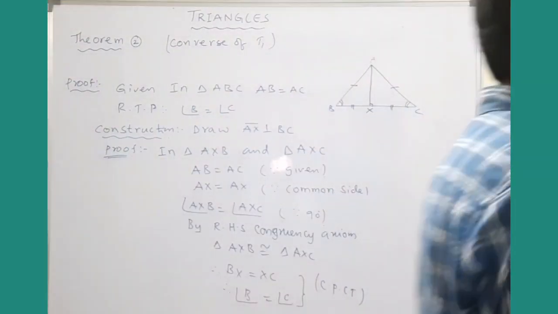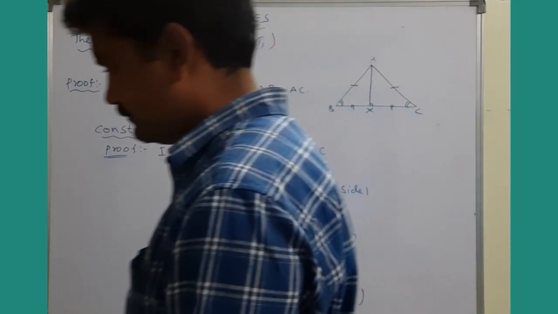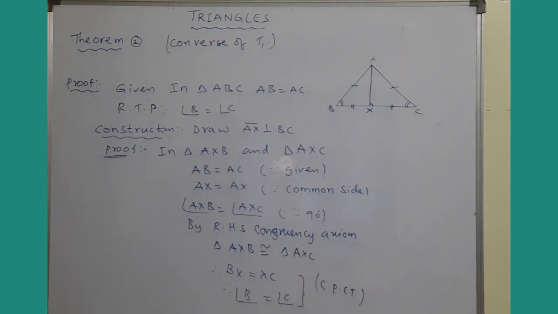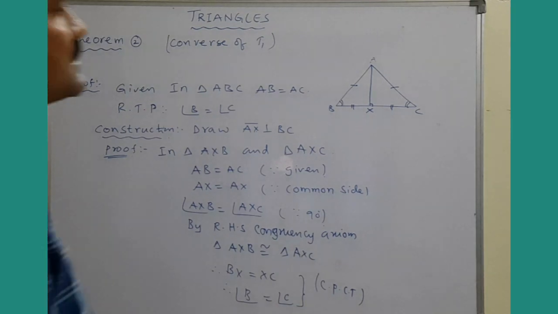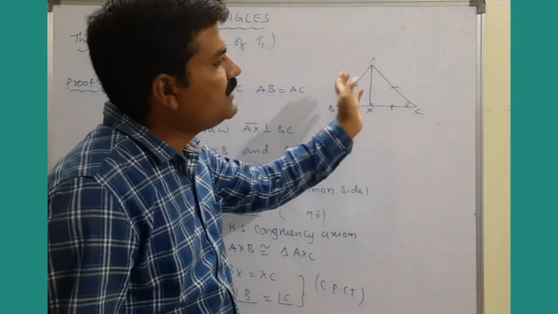Now look at theorem number 2, which is the converse of theorem 1. Earlier, given that the sides are equal, we proved that the angles opposite to the equal sides are equal. Now the statement is reversed. I mean the sides opposite to the equal angles are also equal.